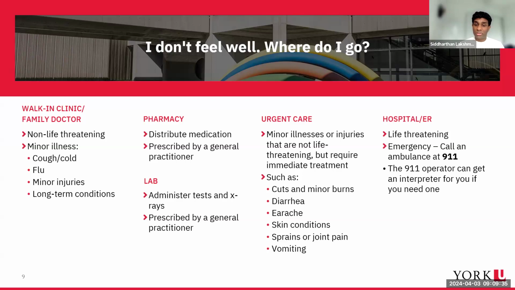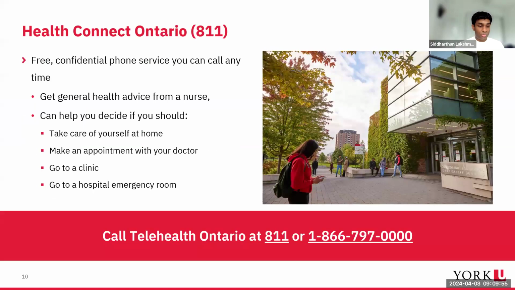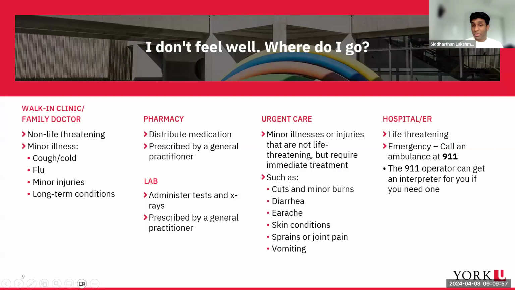In Canada, there's also something known as urgent care centers. These healthcare services are there to support you when you have minor illnesses or injuries that are not life-threatening, but require immediate attention. Examples of these include cuts or minor burns, diarrhea, vomiting, sprains, skin conditions, and so forth. Finally, you should only go to a hospital or ER when your condition is life-threatening. The emergency number to call an ambulance in Ontario is 911. This may be different from your home country, so please do take note.